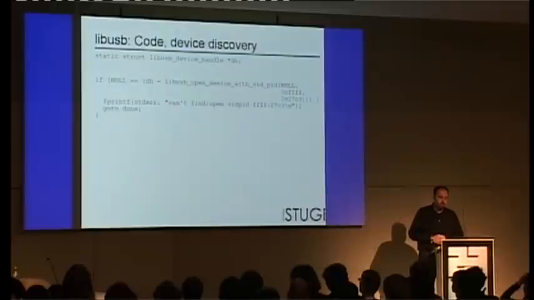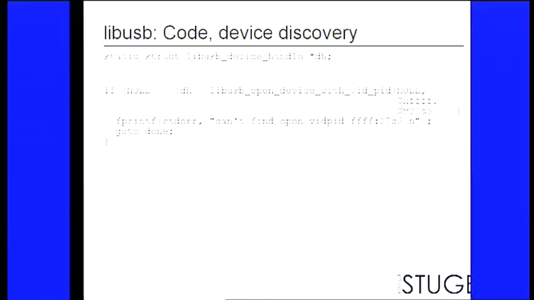Some code. This is how you find a particular device using libusb, the 1.0 API. It's not too bad. You need a device handle and you call, for example, open device with VID/PID, and you give it the magic vendor ID and product ID, and maybe you get an error or maybe it works. This is the code for a control transfer. Also not too bad. Forgive my terse variable names.